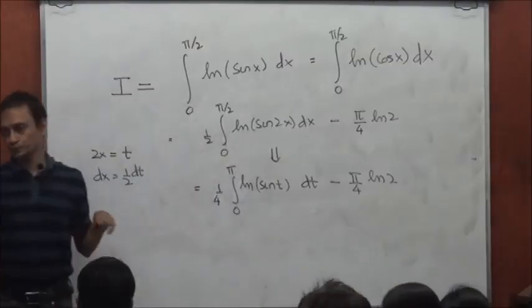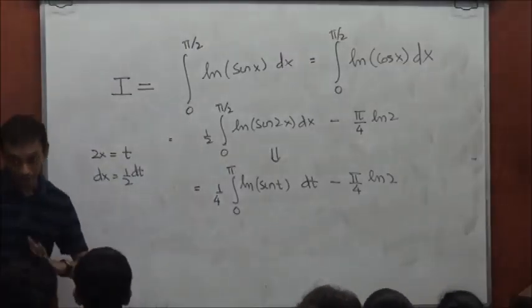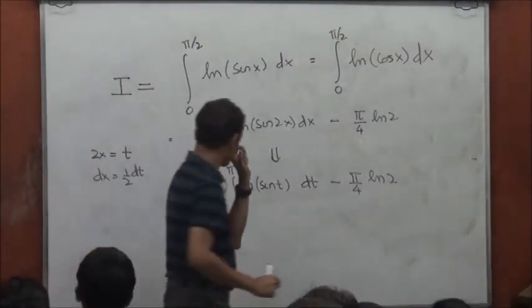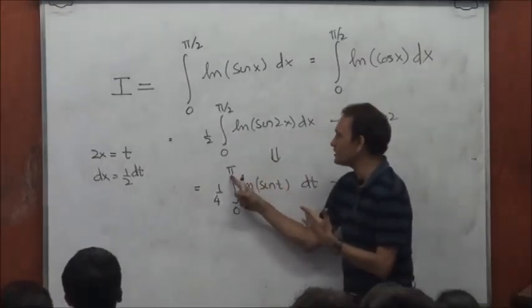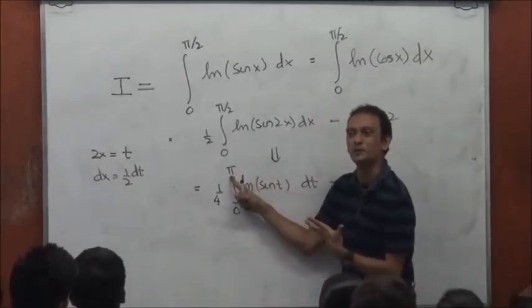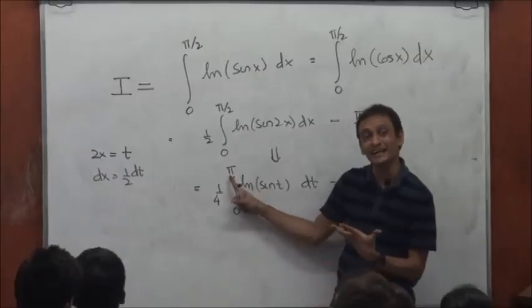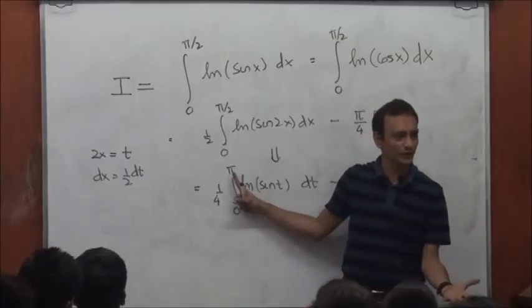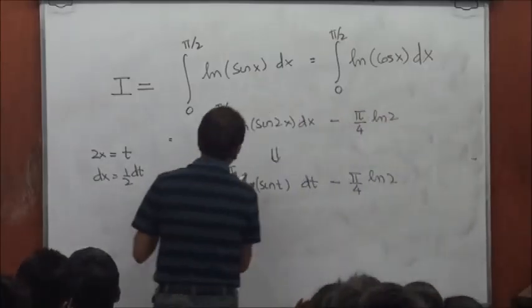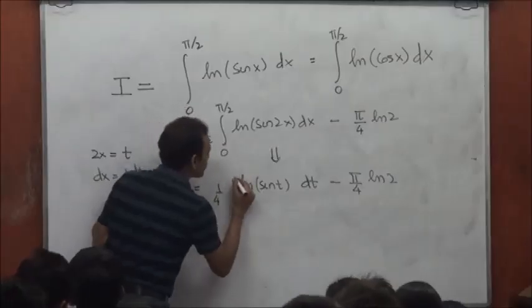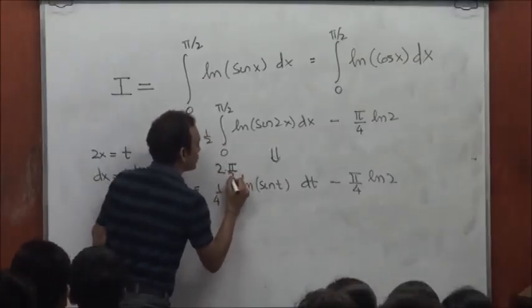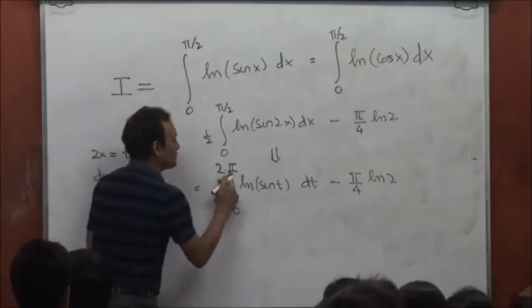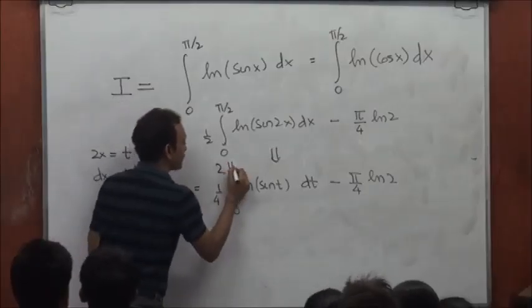Yes or no? Right? Now my problem is everything except that. It would have been really good if this was a pi by 2 here. It would have been really good had it been a pi by 2 here, right? So what stops me from writing this as 0 to 2 times pi by 2, right?